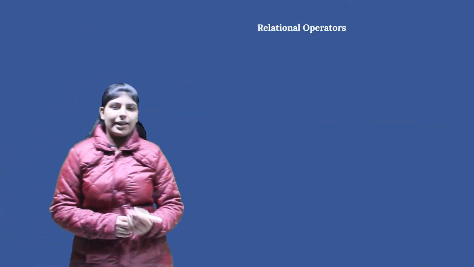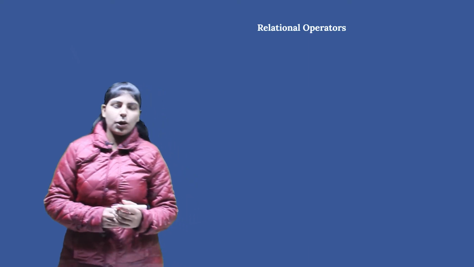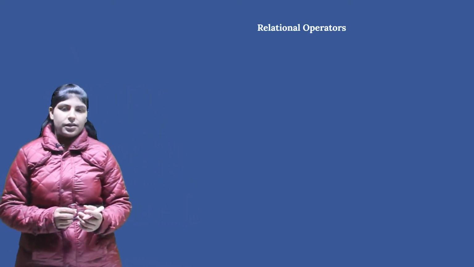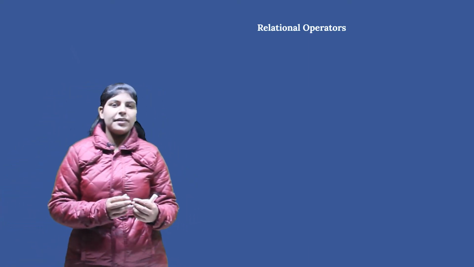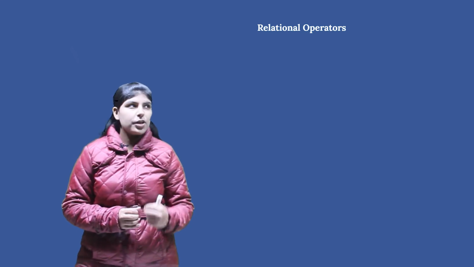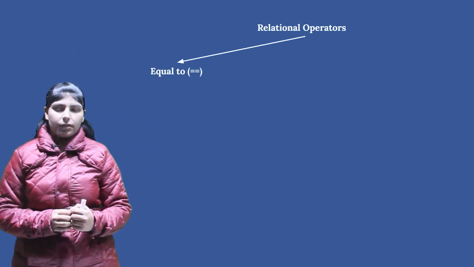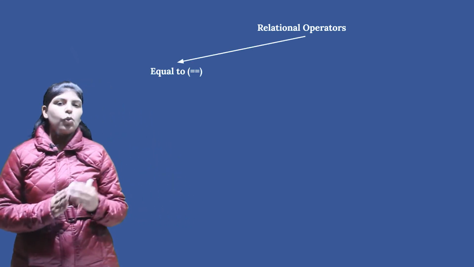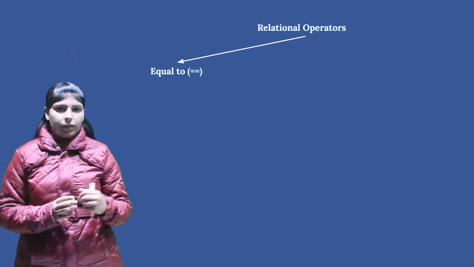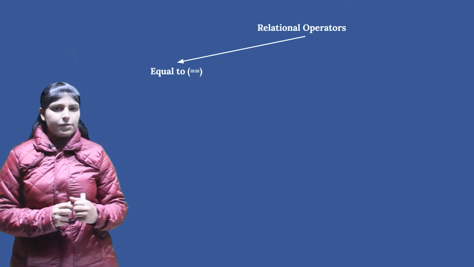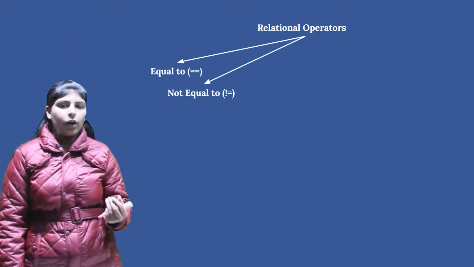Next we have relational operators. Relational operators are used for comparison. They compare two values and return a Boolean output. So first we have is equal to operator. What this checks is, if two values are equal, it will return true. Otherwise it returns false.